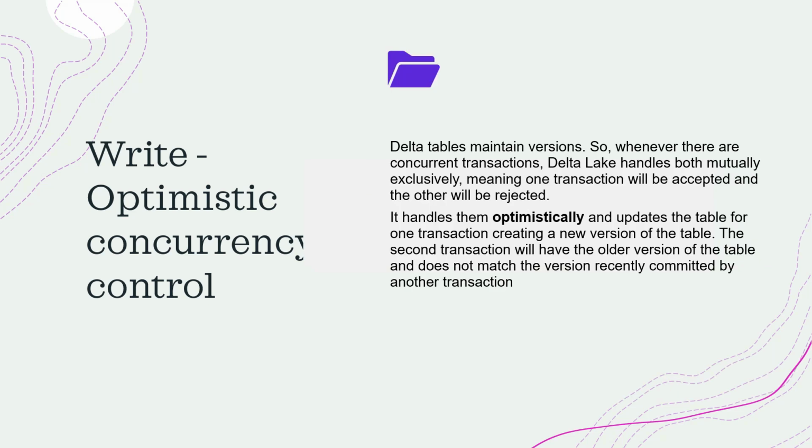Now, when we talk about this kind of optimistic concurrency control, what is Delta table doing? The Delta table, like I said, has a delta log, which is nothing but those JSON and CRC files maintaining that entire log for the transaction. So whenever there are concurrent transactions, Delta Lake will handle them mutually exclusively, which means only one transaction will be accepted, and the other will be rejected.